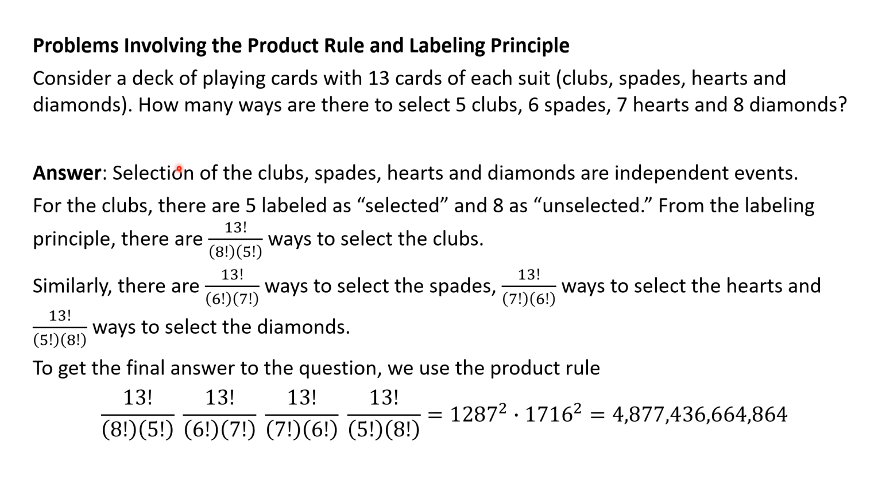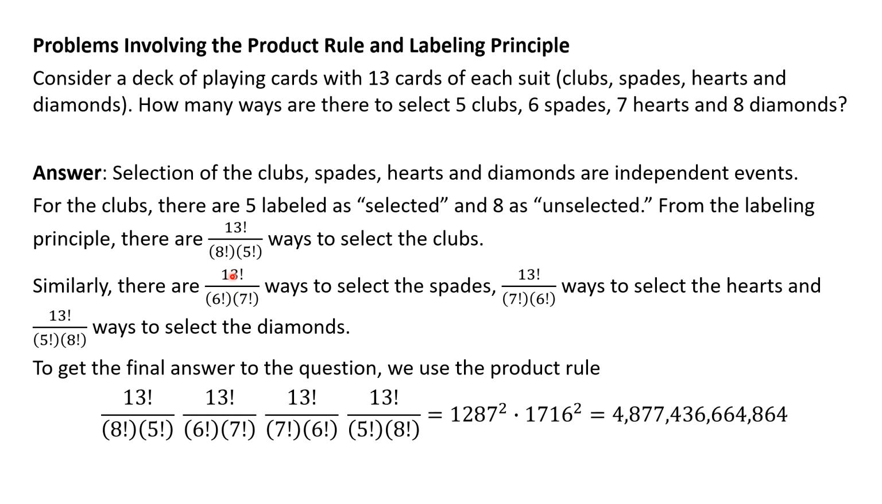Okay, here's the answer. Selection of the clubs, spades, hearts, and diamonds are independent events. For the clubs, there are 5 labeled as selected and 8 as unselected. From the labeling principle, we have 13 factorial, that's for the number of clubs, and then we have 8 unselected and 5 selected. So we have to multiply those factorials together, and that gives us the number of ways of selecting the 5 clubs.